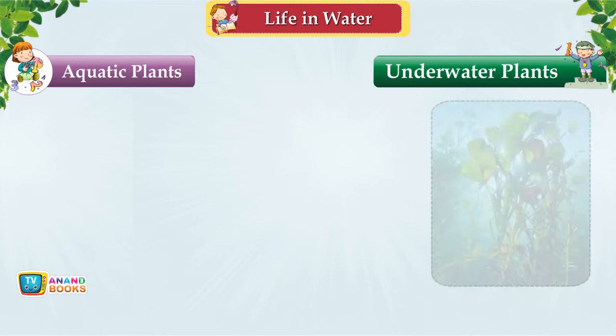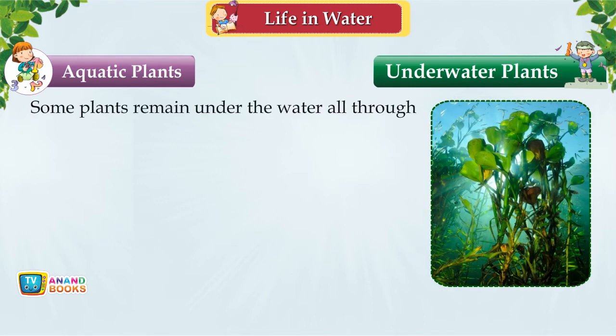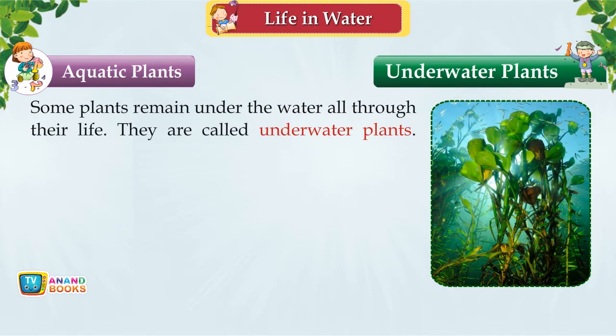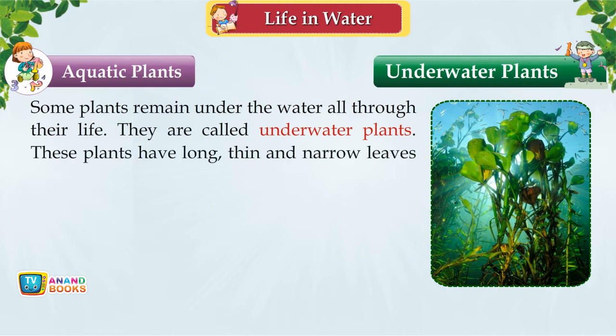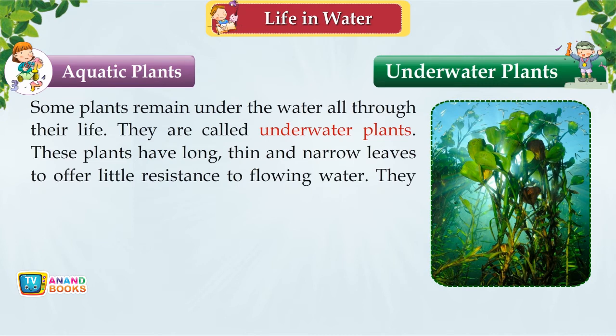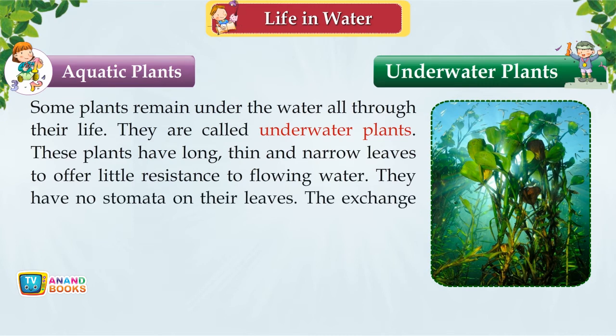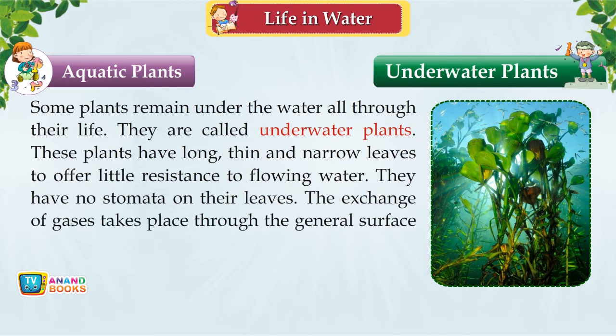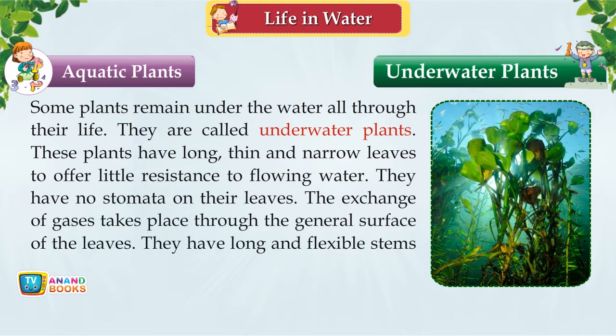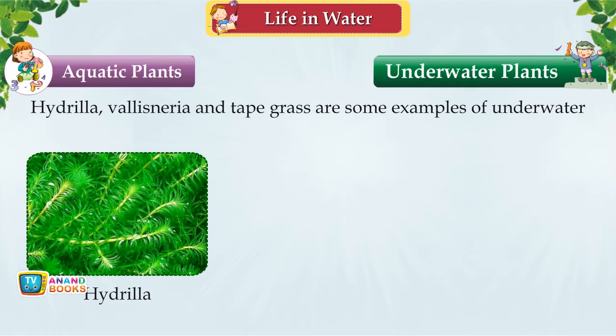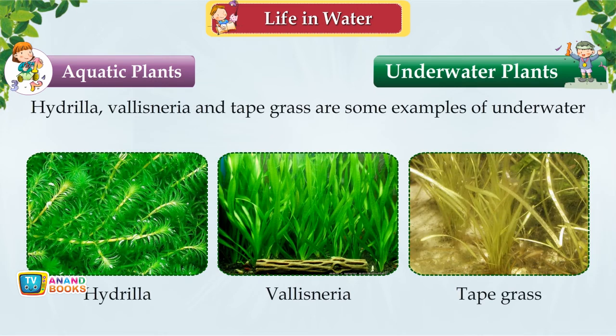Underwater plants. Some plants remain under the water all through their life. They are called underwater plants. These plants have long, thin and narrow leaves to offer little resistance to flowing water. They have no stomata on their leaves. The exchange of gases takes place through the general surface of the leaves. They have long and flexible stems and their roots are fixed to the bottom. Hydrilla, Vallisneria and tape grass are some examples of underwater plants.